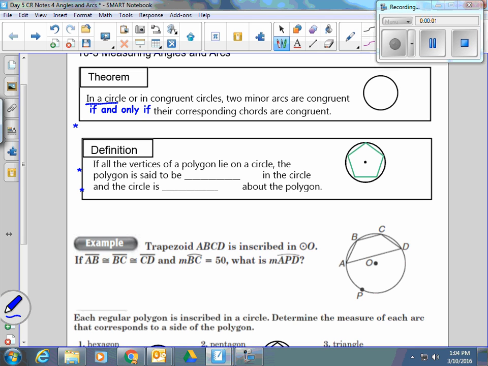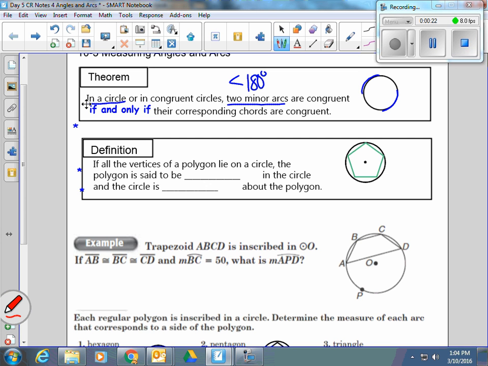So in a circle, or you can have two circles that are congruent, we have two minor arcs. What's a minor arc? Less than 180. Good, less than 180 degrees. So let's draw these minor arcs on our paper. You want two of them.